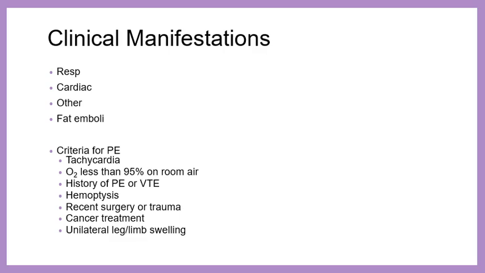All right, so there is some specific criteria that we look at. We have tachycardia. Our O2 is less than 95% on room air. We have a history of PE or VTE. We have hemoptysis. They've had some risk factor like recent surgery or even trauma. They're getting cancer treatment. Being on cancer treatment is also a risk factor for PE, or they have unilateral leg or limb swelling. Because think about it, if your patient has a DVT, what does that look like? Usually we see it in the legs, it will be tender, it will be red, and it will be swollen, and if it's on one side, you very much need to suspect a PE.